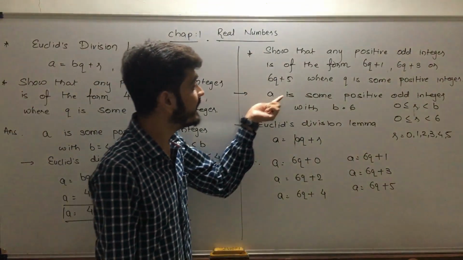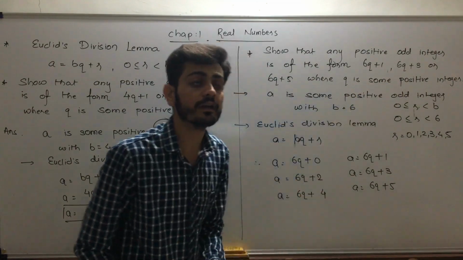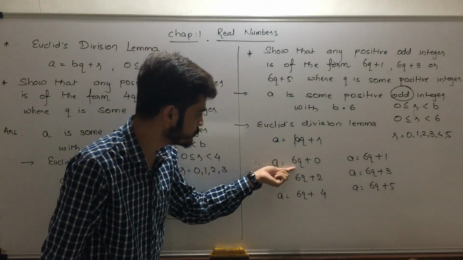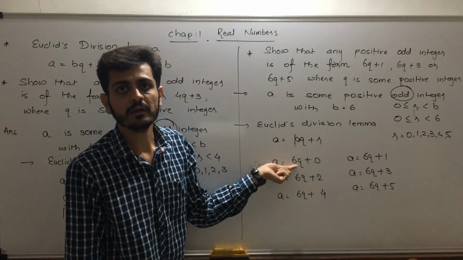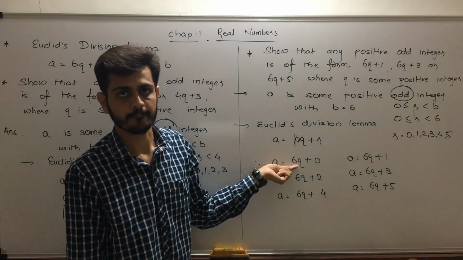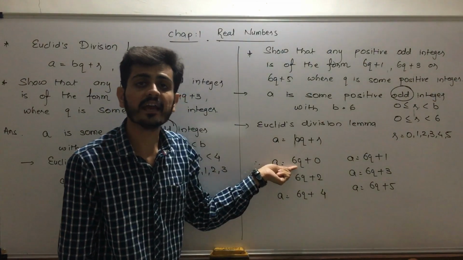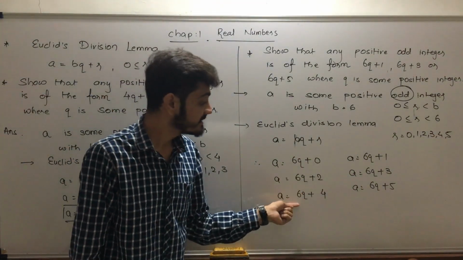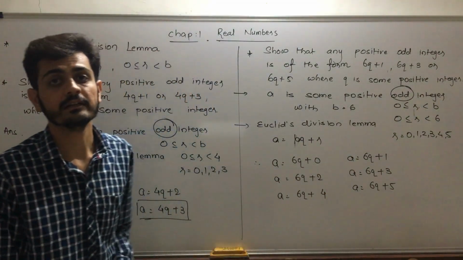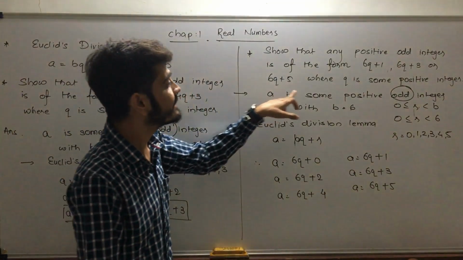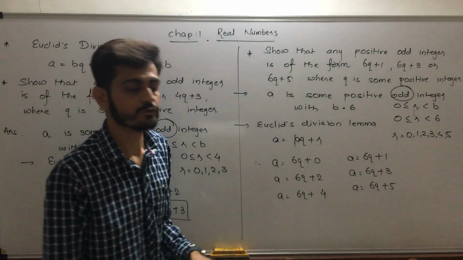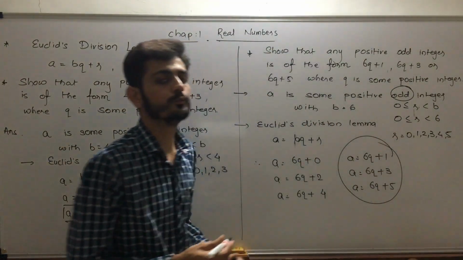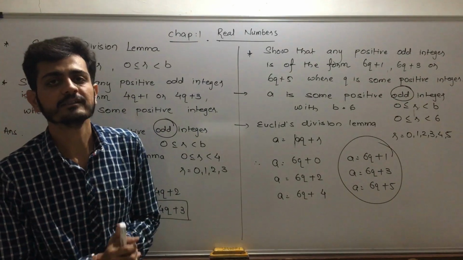Since A is some positive odd integer, but 6q is a multiple of 2, it has 2 as a factor. So 6q is an even number, 6q plus 2 is also an even number, and 6q plus 4 is also an even number. So A, which is some positive odd integer, must be of the form 6q plus 1, 6q plus 3 or 6q plus 5.